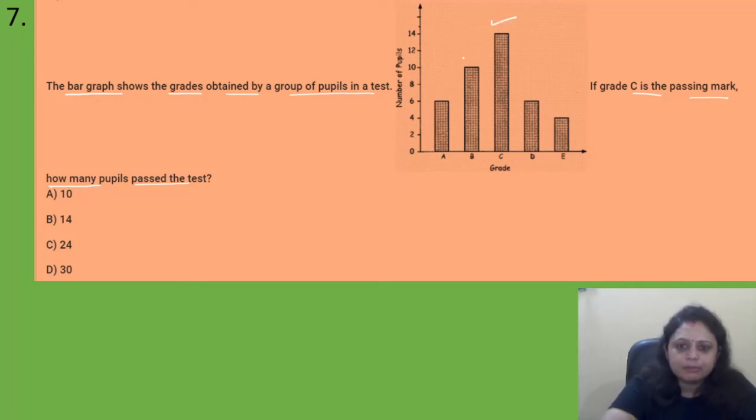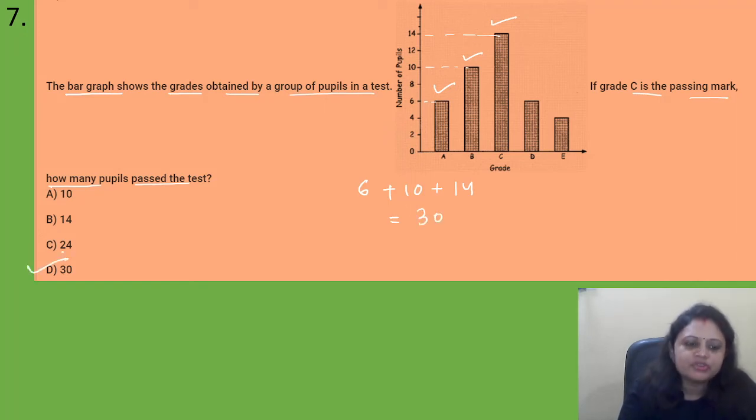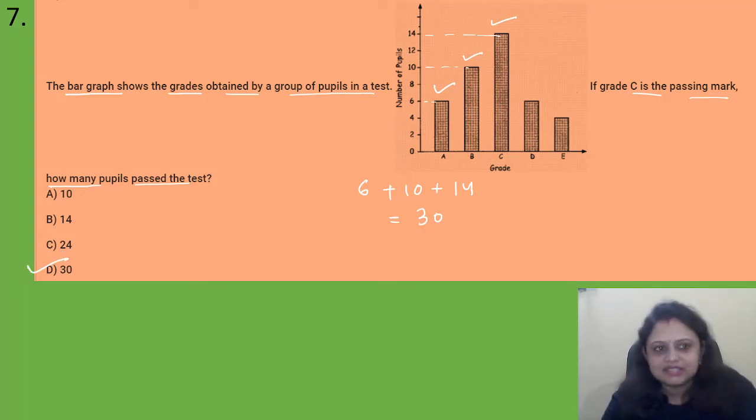If grade C is the passing mark, then who passed the test? These grade C people, grade B people, and also grade A people, right? So now, what is the total number for grade A? It is 6. For grade B, it is 10. For grade C, it is 14. So, what is the correct answer? We just need to add them, right? So, it is 30. So, the correct answer is option D, 30. 30 pupils pass the test.